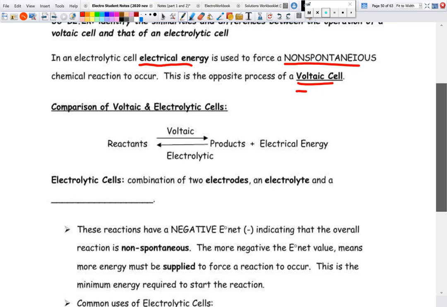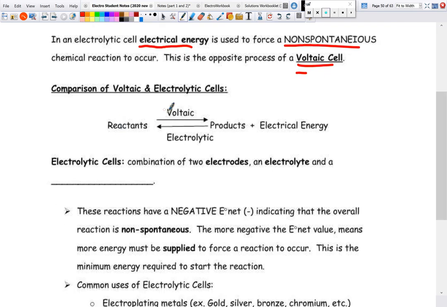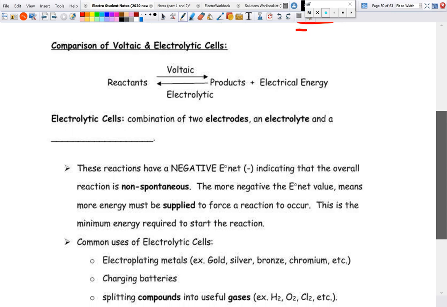So kind of the comparison we have right here, if we have reactants, it's spontaneous and we produce our products and also going to produce electrical energy. So that's voltaic cells. If we start with some reactants and we have to supply electrical energy, that is going to be electrolytic cells and so on. So it is kind of the reverse.